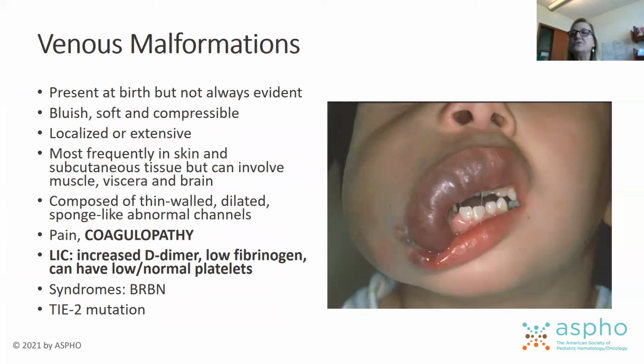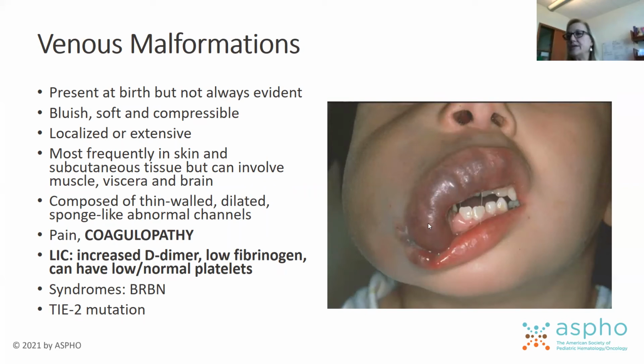Venous malformations, you see there are some bolded terms in here. So venous malformations are always present at birth. Sometimes you don't know that they're there. They can be bluish, soft, and compressible. In this child, this is just the beginning of what's actually seen. So this child had a massive venous malformation all through her face, her mandible, maxilla, and also down into her neck.